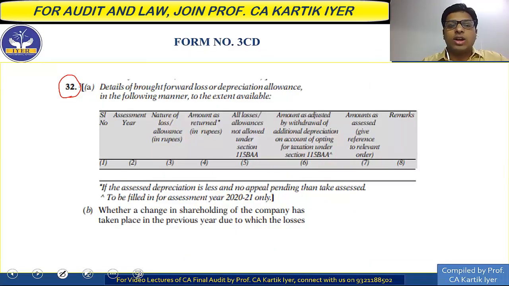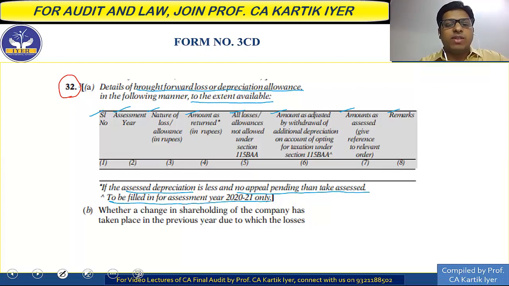Now for clause 32, what have they said? Details of brought forward loss or depreciation allowance in the following manner to the extent available, and then the details as per this table have to be filled by the tax auditor. And after this, they have provided a footnote for this part. If the assessed depreciation is less and no appeal is pending, then take assessed to be filled in for assessment year 2021 only. So that is basically for this area.